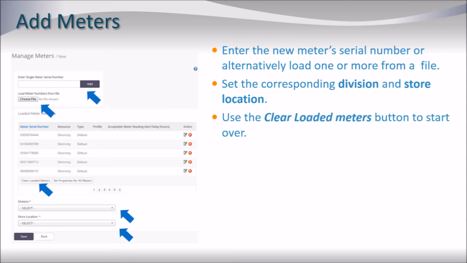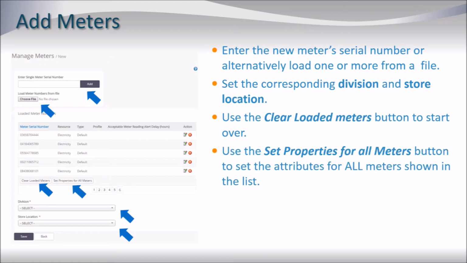Use the Clear Loaded Meters button to start over if you get it wrong. Use the Set Properties for All Meters button to set the attributes for all meters shown in the list, and then select the Save button to store all the changes. Note that the meters are not actually stored in the database until you select Save.